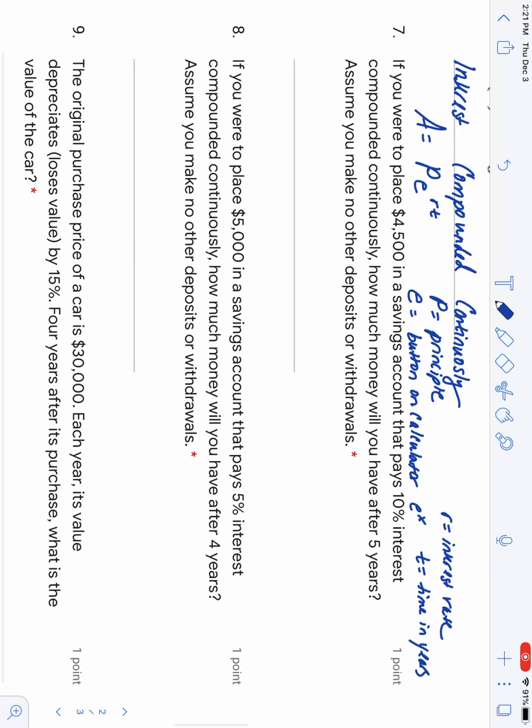Knowing this, the next problem says, if you were to place $4,500 in a savings account that pays 10% interest compounded continuously, that tells you you're going to use this formula, how much money will you have after 5 years, assuming you don't take any money out and you don't put any more in?